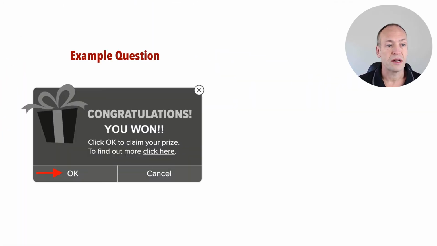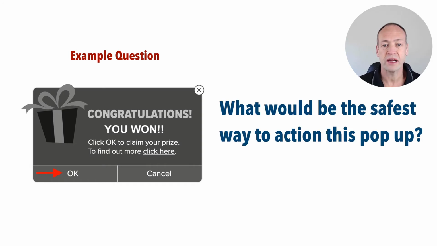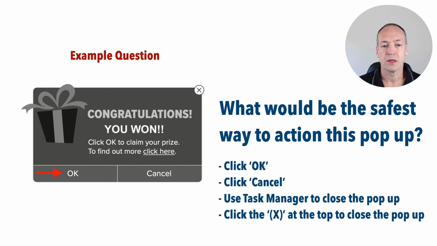Alright, so let's look at an example question. So here's a little pop-up that just happened to appear on your screen. What would be the safest way to action this pop-up? Would you click OK? Would you click cancel? Would you use the task manager to close the pop-up? Or would you click the little cross in the top right hand corner to close the pop-up? What would be the most appropriate action to deal with this pop-up?